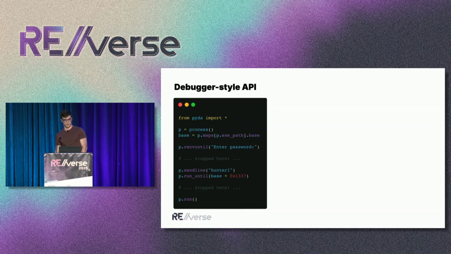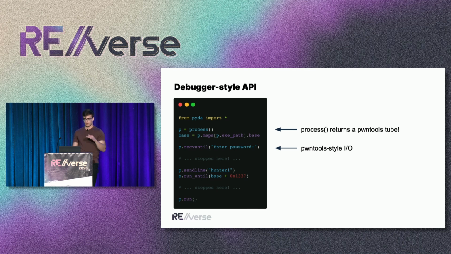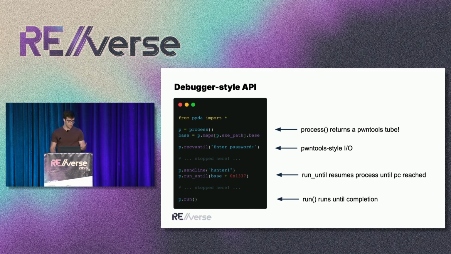At the same time, I would also want to use the same pwntools-style APIs that I'm already familiar with. Here we're still using process, but I'd like process to still behave like a pwntools tube, meaning it has all the same tube APIs like receive until. What I want is that when you do a receive until, it actually stops the process at the point that it sends me matching data, so I can make modifications after the receive until runs. The receive until waits until the process sends me the data I want. It blocks, I can make changes to registers, and then I can tell it to continue, maybe run until another PC. And finally, when I'm done, I can just say run, and it'll run to completion.